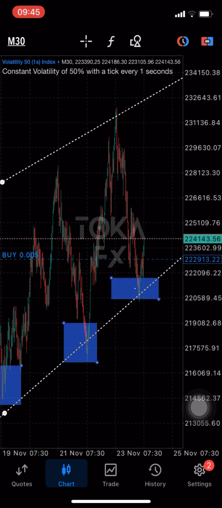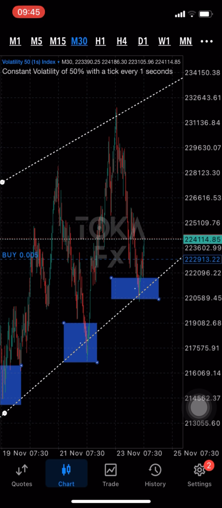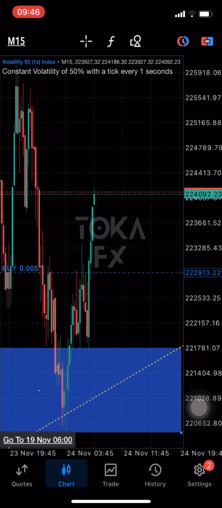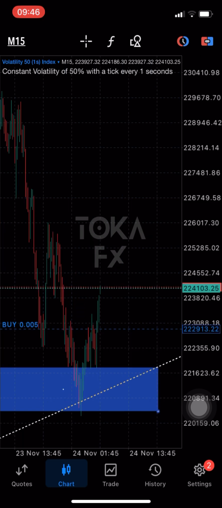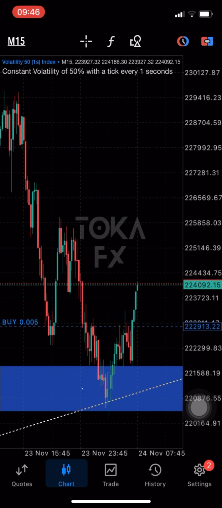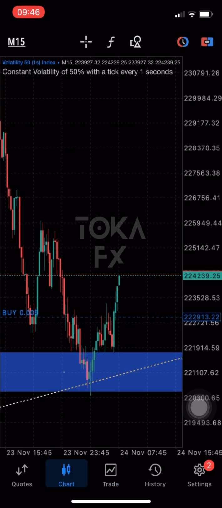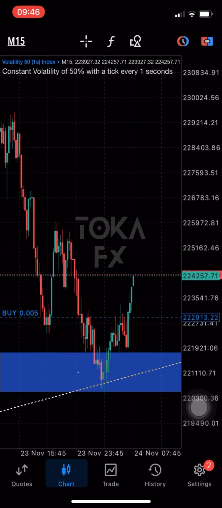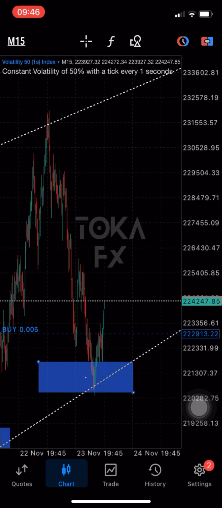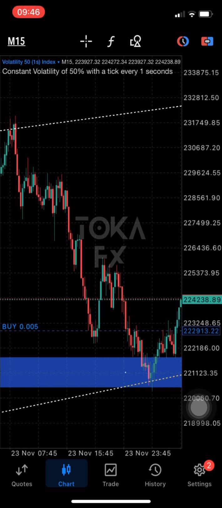After some hours, this is where we are. The market really pushed to the upside just a little bit. I'm pretty sure that we are in deep blues. Let's just check how much we've made. Each position has managed to make $6.50 something, and then we are at an equity of $26.